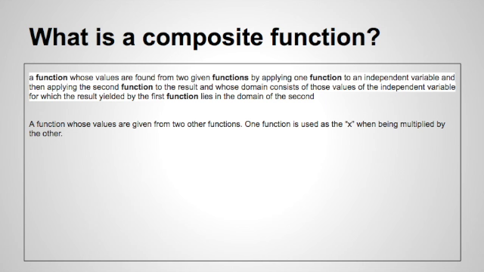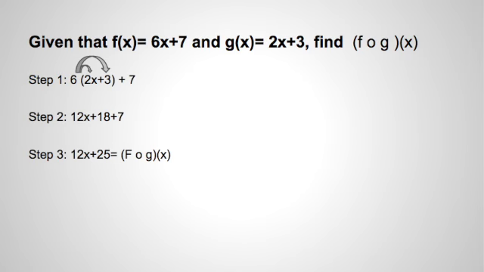Now, if that doesn't really make sense, or it's too much, to make it as basic as possible, it's a function whose values are given from two other functions. One of the functions is used as the x when being multiplied by the other. We'll start off with this example.